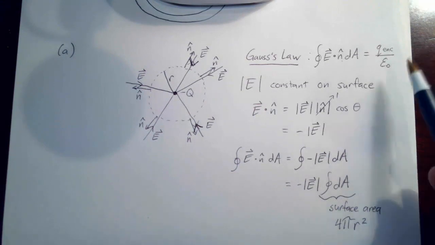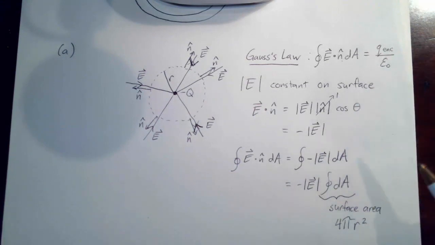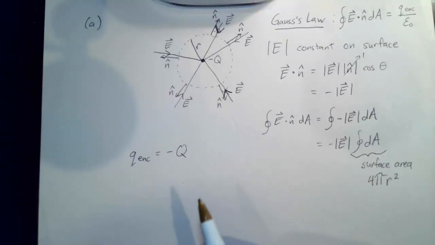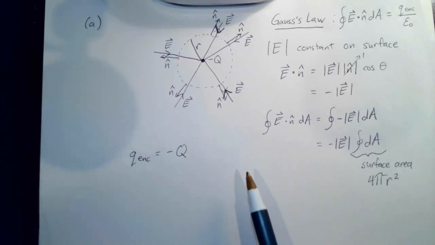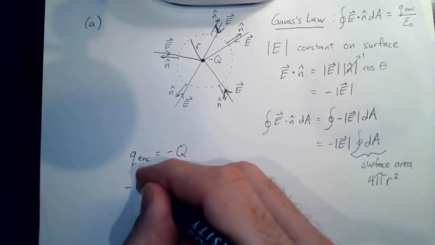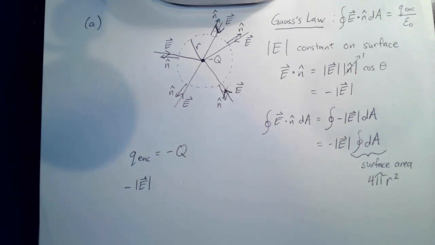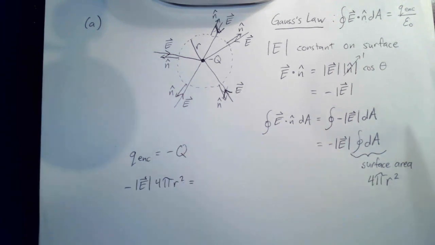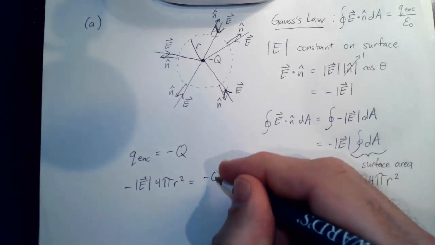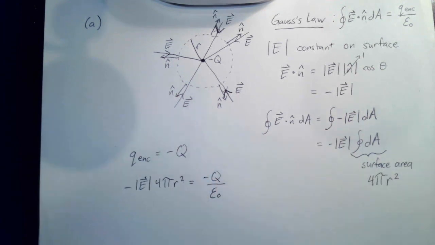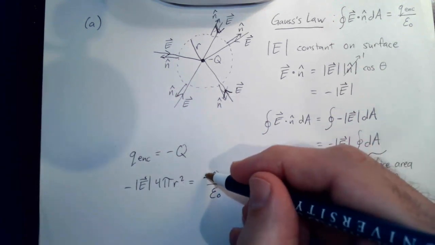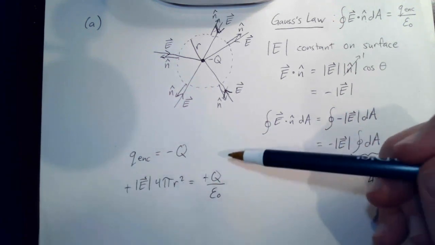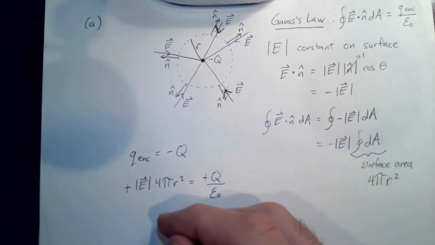Okay, so now the charge enclosed is negative q. So now we can put everything together. All right, so we found the left-hand side as negative magnitude of E times 4 pi r squared. And the right-hand side is charge enclosed, which is negative q, over epsilon naught. So the negative signs cancel here. I'll talk about why that makes sense here in just a minute. And then now I'm going to solve for E.